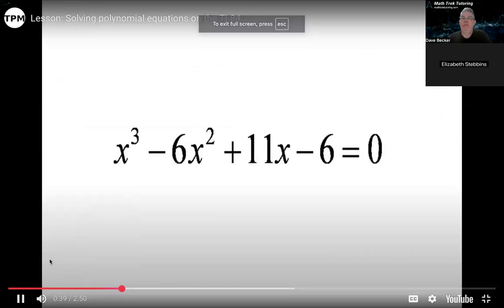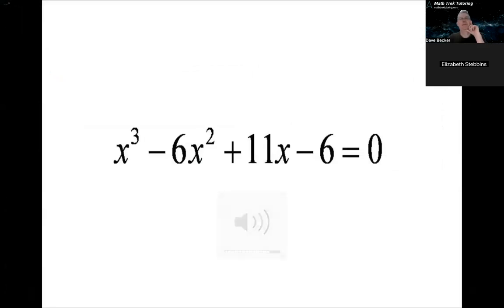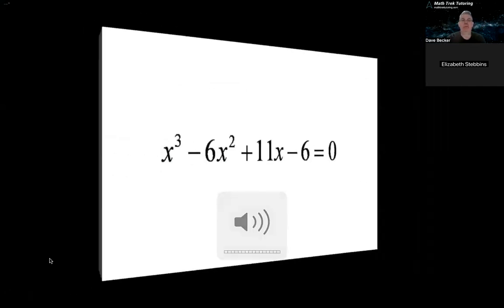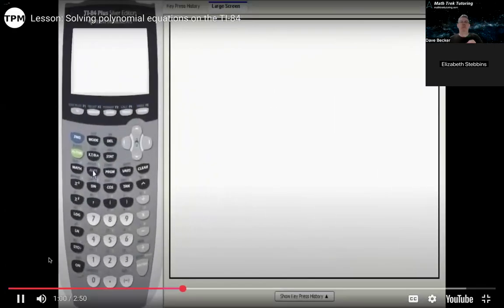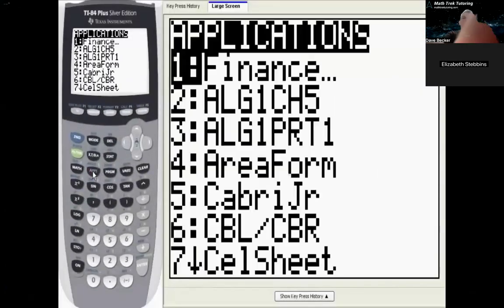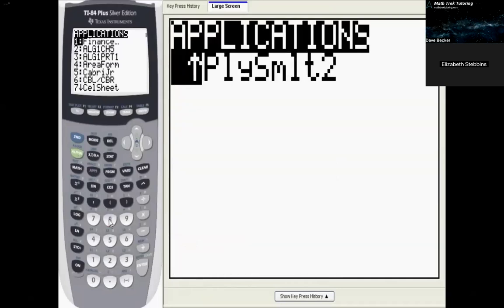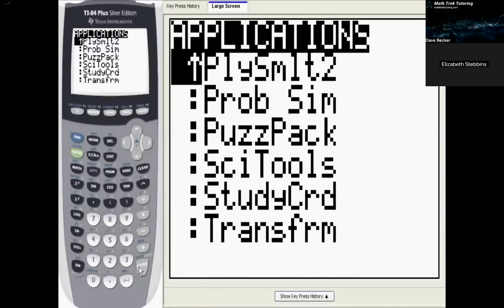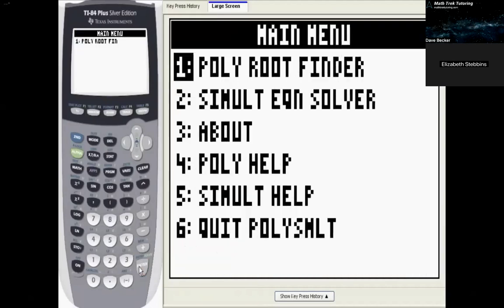Solved with factoring, completing the square, or by using the quadratic formula. As the exponents on the polynomials get larger, they get tougher to solve. In this lesson, we're going to use our graphing calculator to solve the polynomial equation x cubed minus 6x squared plus 11x minus 6 equals 0. Start by pressing the Apps button on your calculator. We want the app Polysimul 2. You can arrow down or press alpha P to get there faster. Select the polynomial root finder.